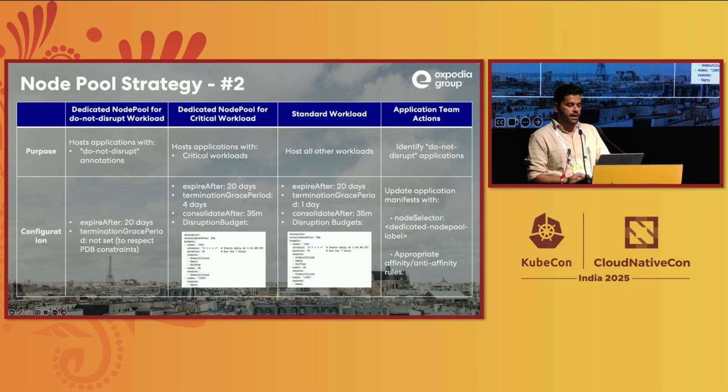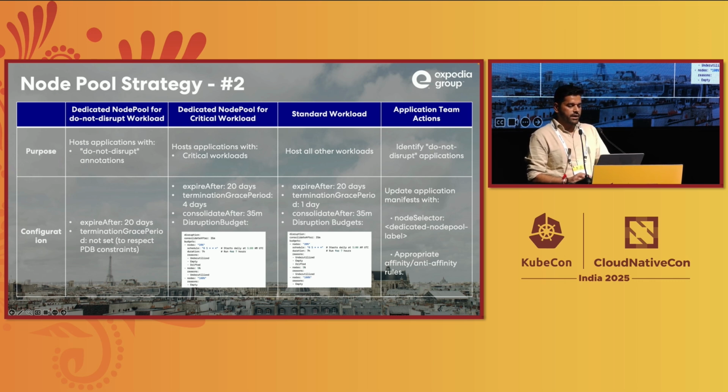These apps are highly sensitive to rescheduling or restart. We do not set a termination grace period here, obviously to honor PDBs, and the nodes in this pool live longer, expiring after 20 days, with conservative consolidation at 35 minutes to avoid frequent node recycling.